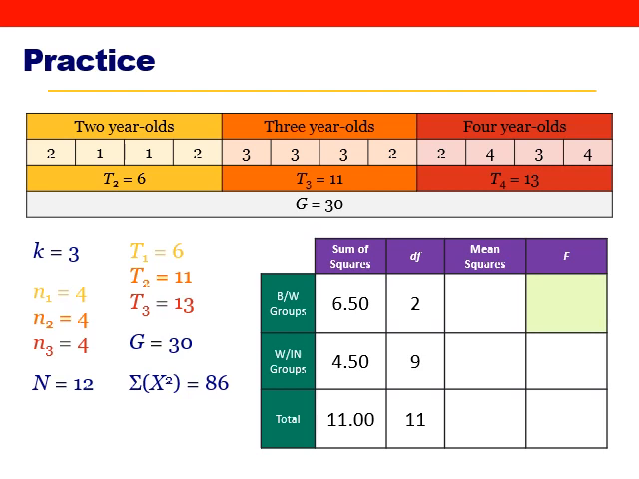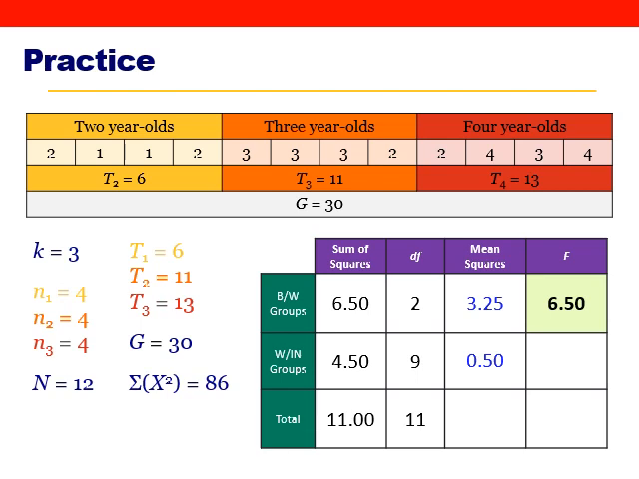To find our mean squares between, we'll divide from left to right, 6.5 divided by 2, and that gets us 3.25. To get our mean squares within, we'll divide 4.5 by 9, that gives us 0.5. Lastly, to get our F statistic, we'll divide 3.25 by 0.5, which leaves us with an F statistic of 6.5.